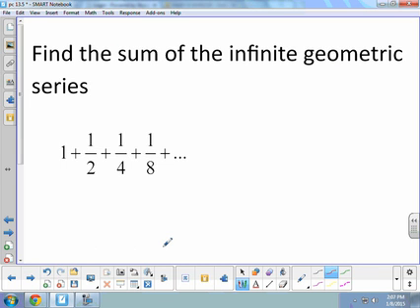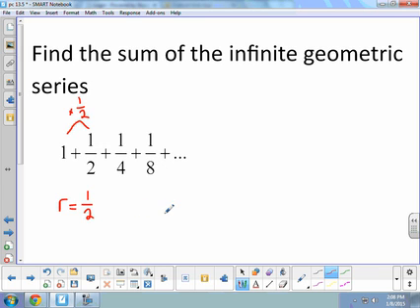So let's go ahead and do our first problem. We've got 1 plus 1/2 plus 1/4 plus 1/8, and it keeps on going. If we wanted to, we probably could figure out our next numbers would be 1/16, 1/32, 1/64, and so on. But what we are doing there is multiplying by 1/2. So our r is 1/2.